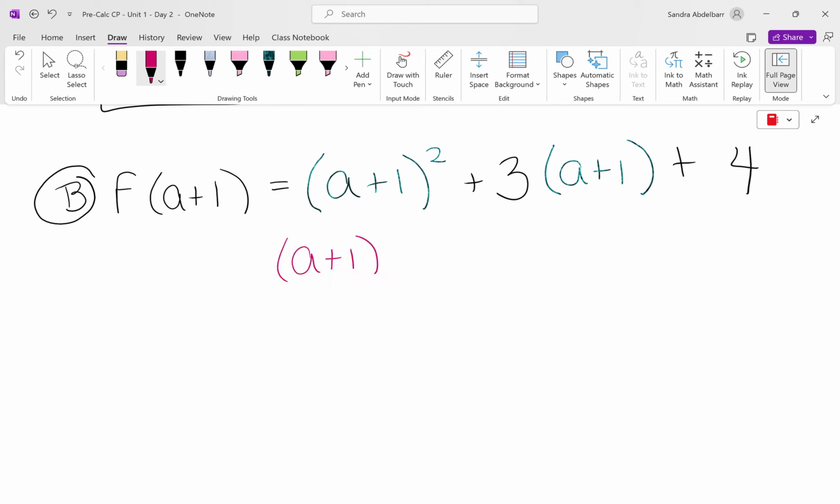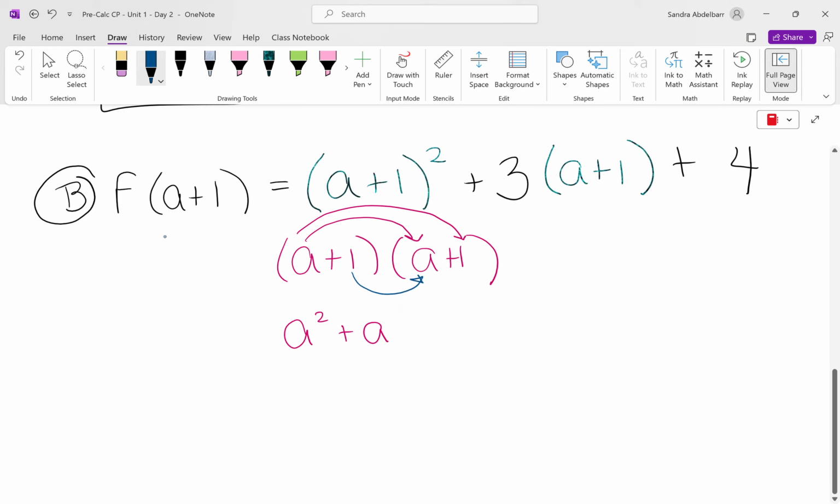We're going to FOIL this out, or double distribute, whatever your teacher used to call it. So that means this is (a + 1) times another (a + 1). So now I call it double distribute. a times a is a squared, a times 1 is a. But now we're going to double distribute the 1. 1 times a is a, 1 times 1 is 1.